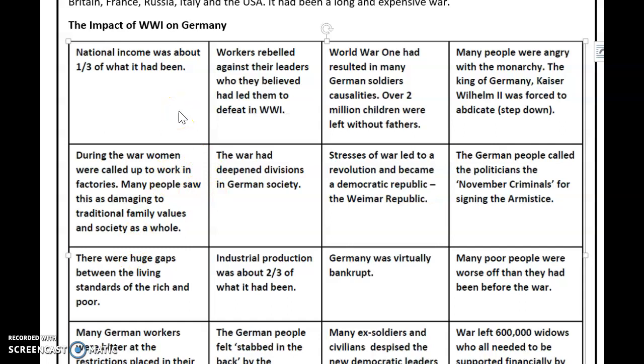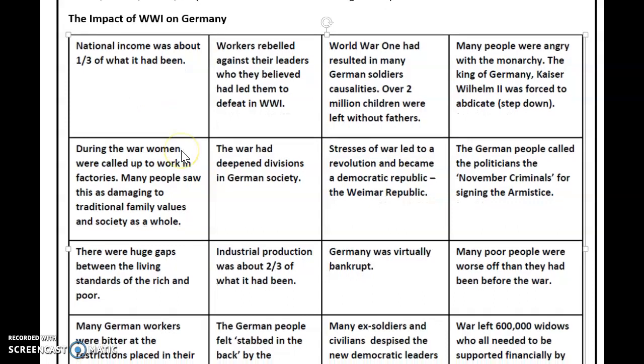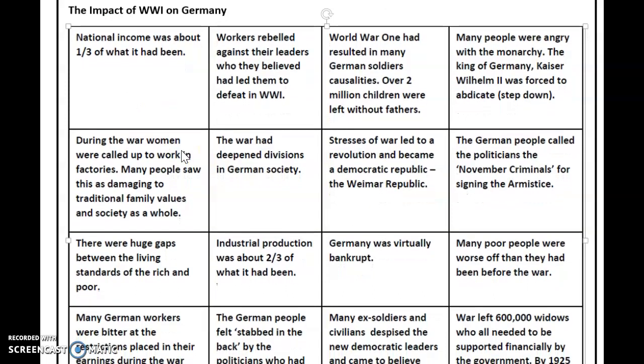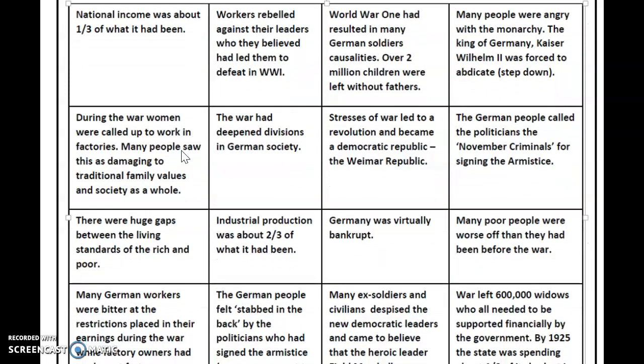So if we look at the first box, for example, national income was about 1/3 of what it had been. I would say that that is a clear economic effect. So you could put number 1 equals economic. So therefore, pause the video now and complete the rest of the table as you go: economic, social, political. And remember that often some can be more than one. So pause the video now to complete that.